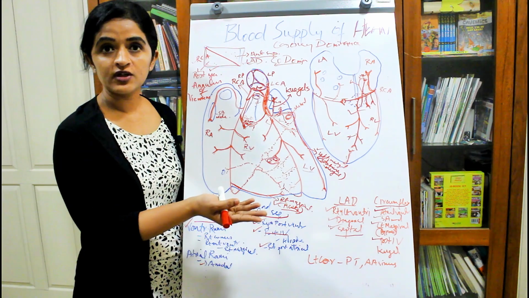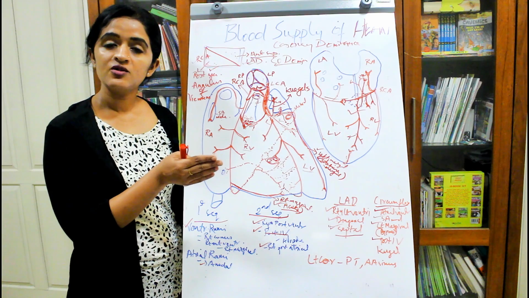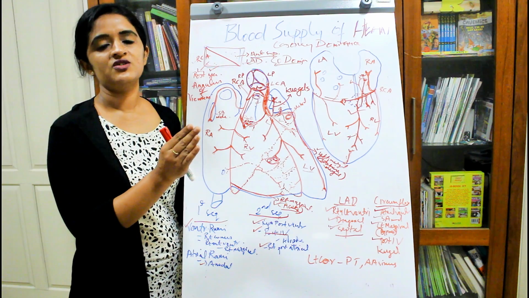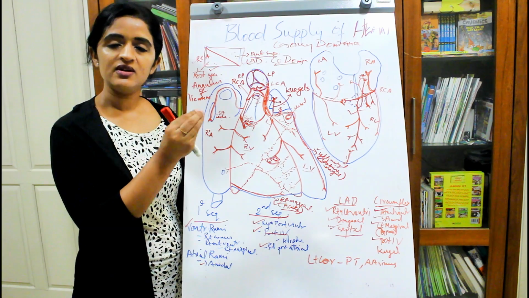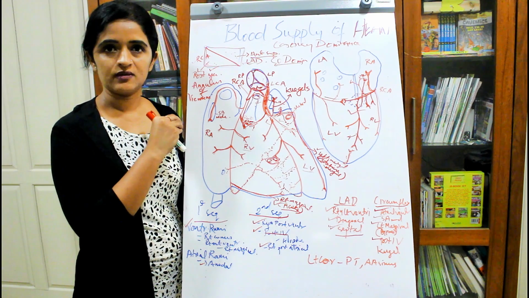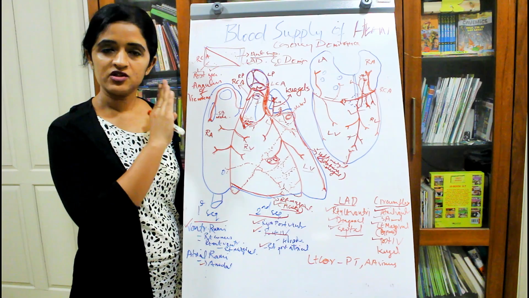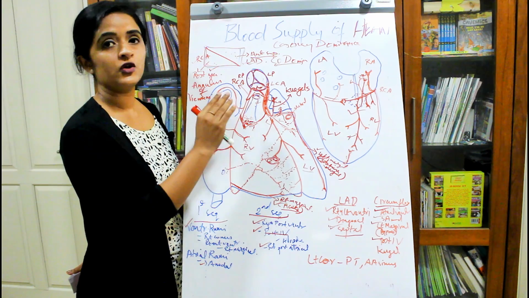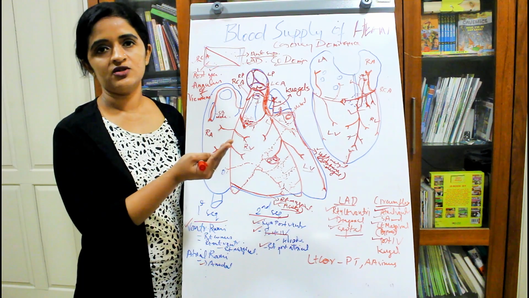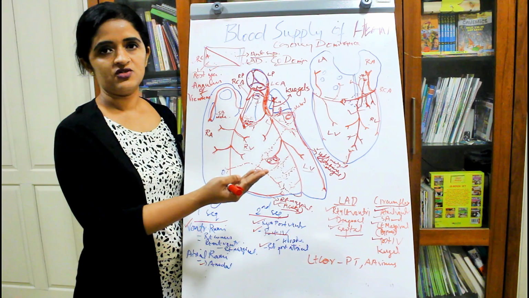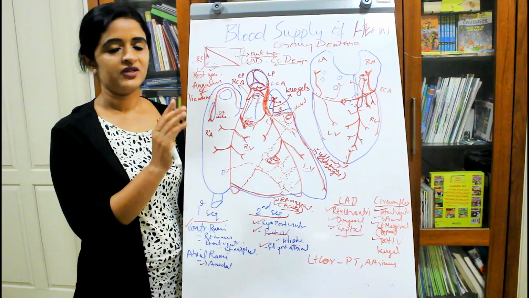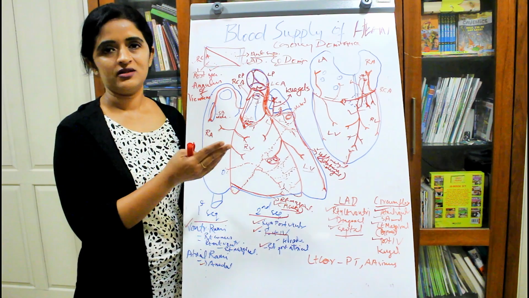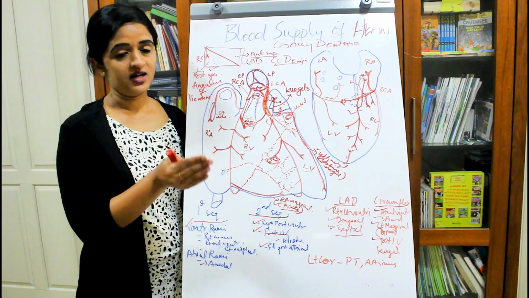What about the left coronary artery? The left coronary artery supplies most of the left atrium. We cannot say the entire left atrium, because the left atrium receives some branches from the right coronary as well. So the right coronary supplies the entire right atrium, but the left coronary supplies most of the left atrium, most of the left ventricle, and the ventral two-thirds of the interventricular septum. That is how we conclude about the right coronary and left coronary artery.